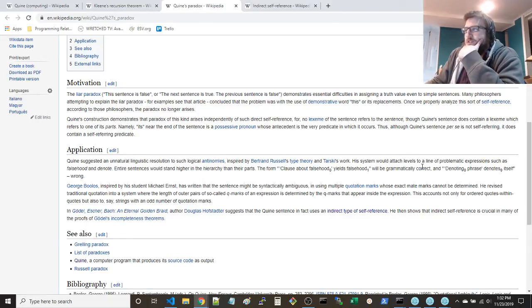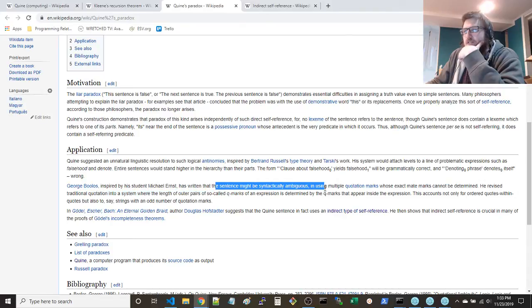Attach levels to a line of problematic expressions, such as falsehood, and denote entire sentences would stand higher in the hierarchy than their parts. The form clause about falsehood yields falsehood will be grammatically correct, and a denoting phrase denotes itself. Wrong.